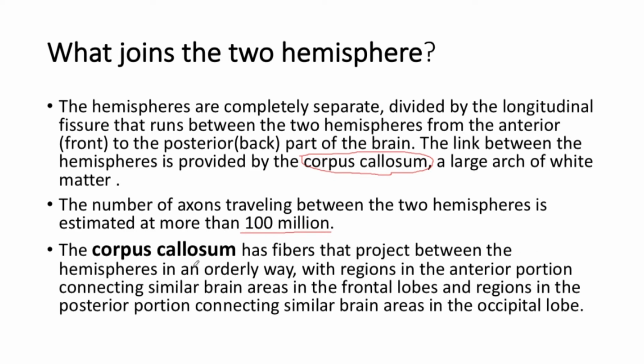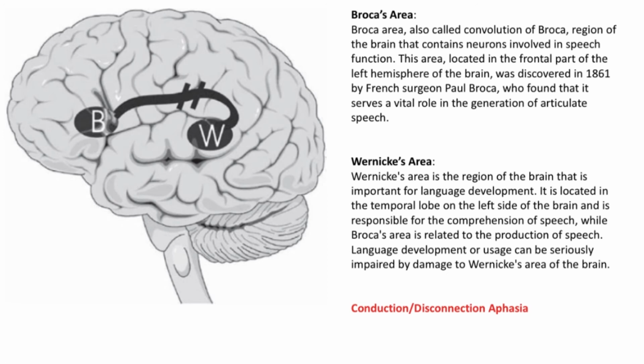It has fibers that project between the hemispheres in an orderly way, with regions in the anterior portion connecting similar brain areas, the frontal lobes, as well as in the posterior portion connecting similar brain areas in the occipital lobe. So the corpus callosum connects both the frontal parts as well as the occipital and parietal parts of the left and right subparts of the brain.